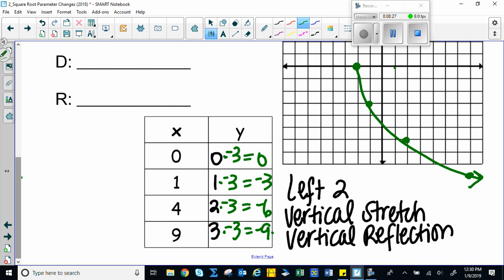And now I can talk about the domain and the range. So what's the smallest x value on my graph? -2. And x goes to infinity. What's the smallest y value on my graph? -infinity. And it goes up to 0.